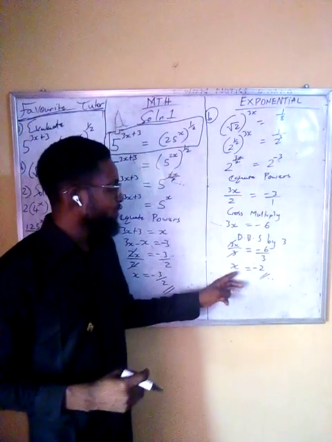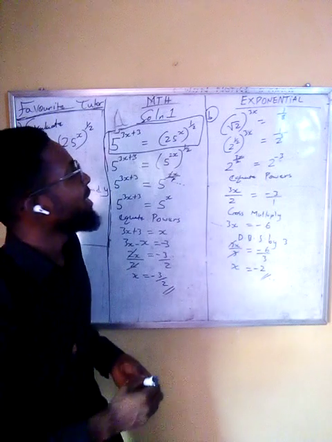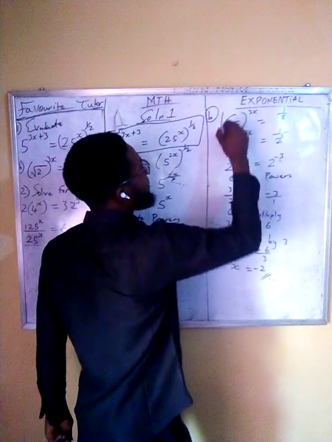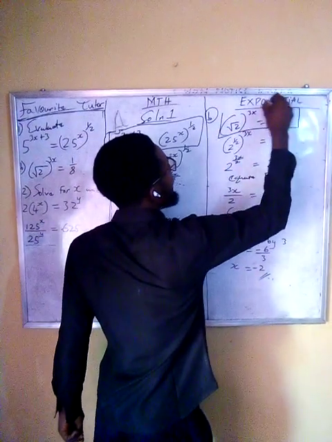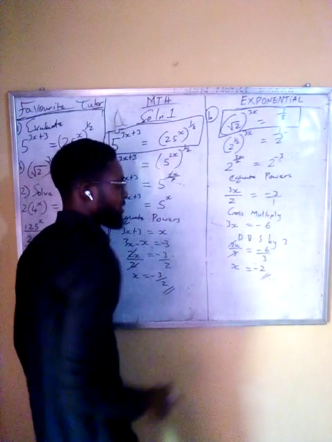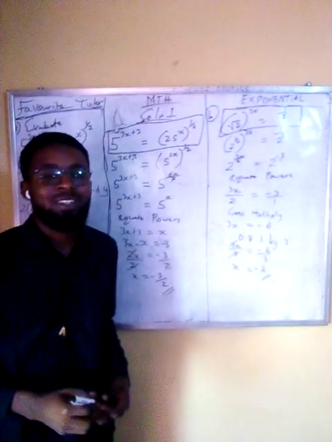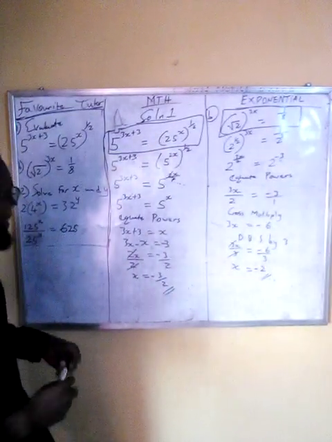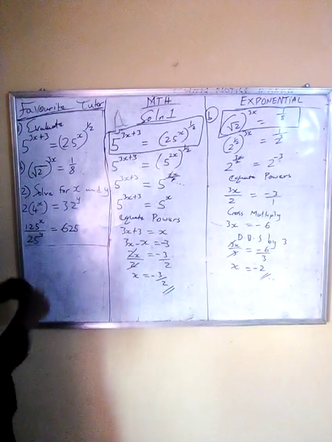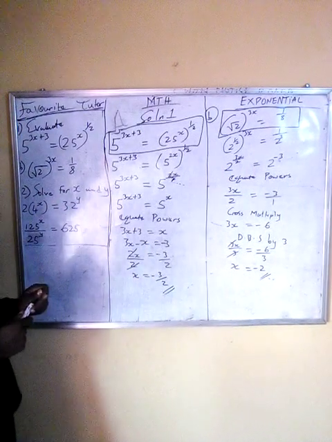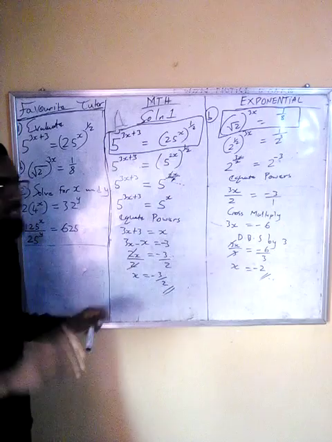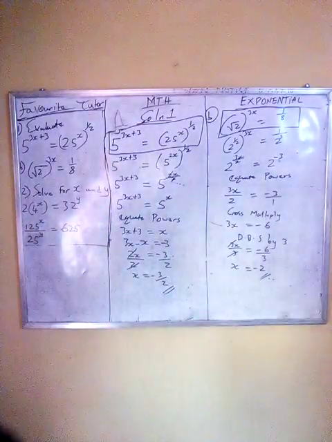This is the value for x when we evaluate this equation. The value for x is minus 2. You can take your time to put it down. Then we do the next one, where we solve for number 2. Just take your time and put it down.